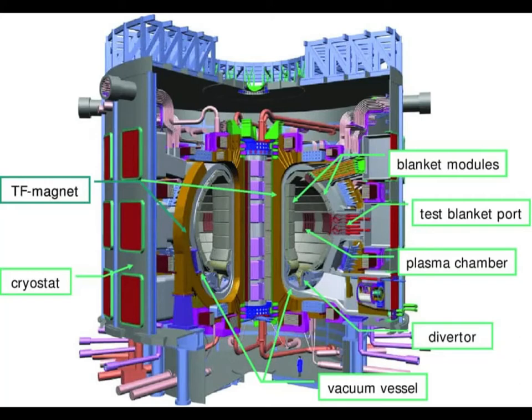The blanket is used to completely cover the inner wall of the vacuum vessel to protect the steel structure and the superconducting toroidal field magnets from the heat and high-energy neutrons produced by the fusion reaction. As the neutrons are slowed in the blanket, their kinetic energy is transformed into heat energy and collected by the water coolant. In a fusion power plant, this energy will be used for electrical power production.